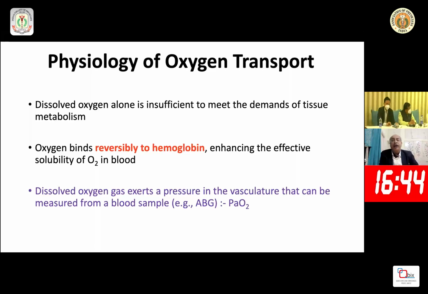Now, what one has learned over a period of time from nature is that dissolved oxygen alone is insufficient to meet the demands of tissue metabolism. But nevertheless, the oxygen has to go from the lungs to the blood, and then from there it goes to the hemoglobin, and that is where maximum of it is stored. If you really ask me, the data is very clear now that nearly 98 to 98.25% actually travels with the hemoglobin, in the form of oxyhemoglobin.